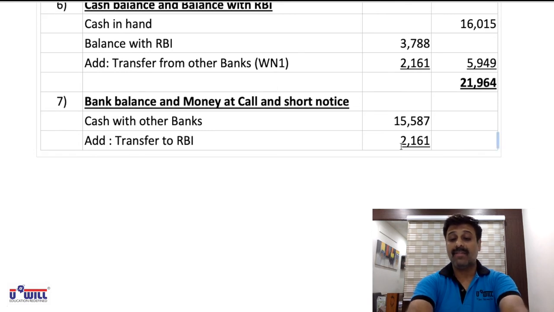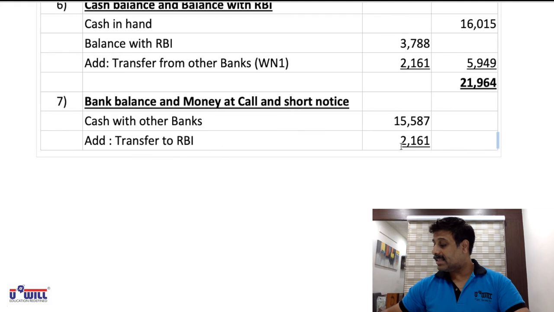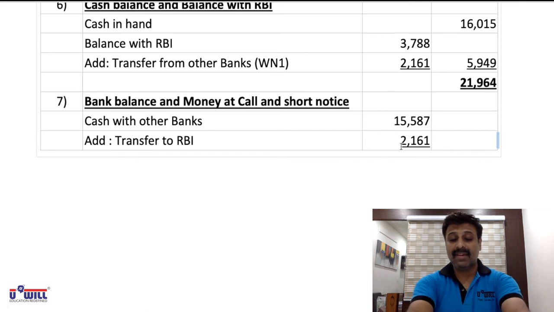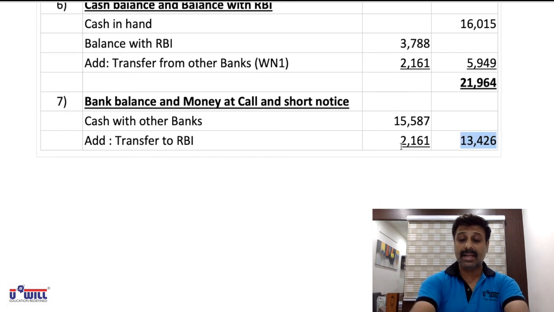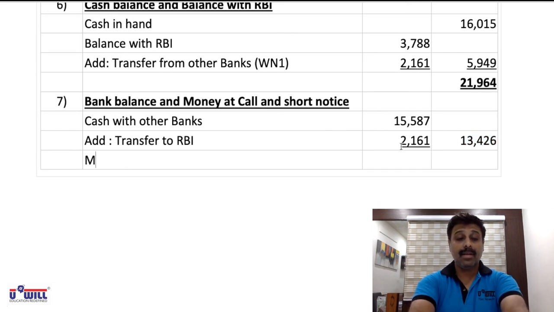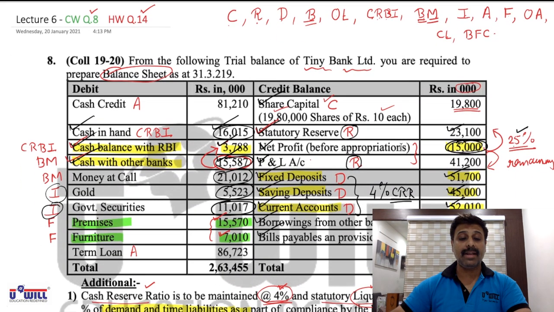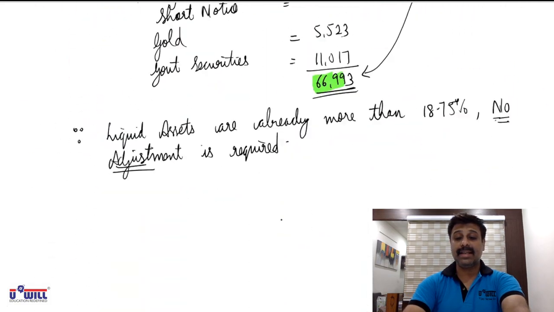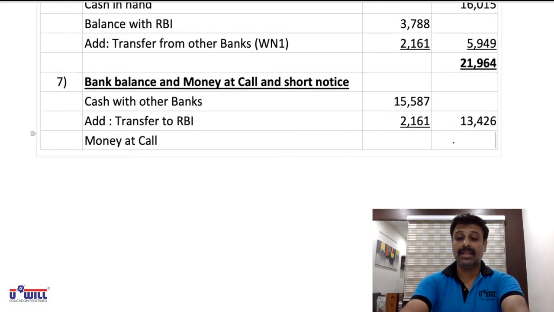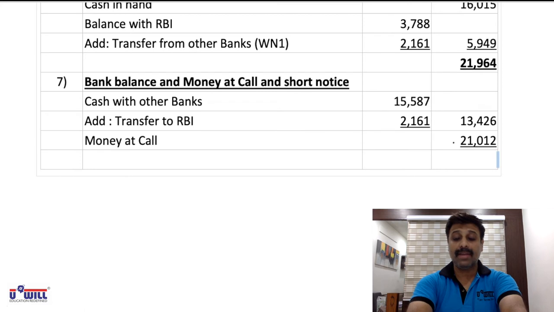So in the outer column, what we will have is 15587 minus 2161. What is the balance going to remain with other banks? 13426. Okay, 13426 bank balance will remain with other banks. And then we have money at call. So how much is call money? Given money at call, you all can see here, 21012. No adjustment is there. It will come as it is, 21012 in the outer column. After that, the total will be 13426 plus 21012. That comes to 34438.